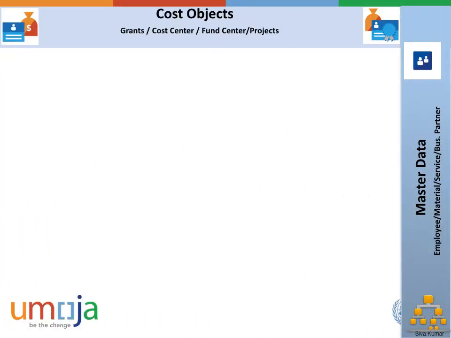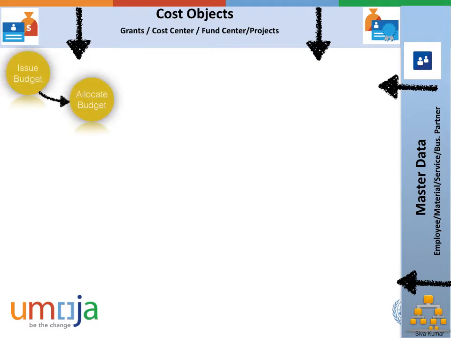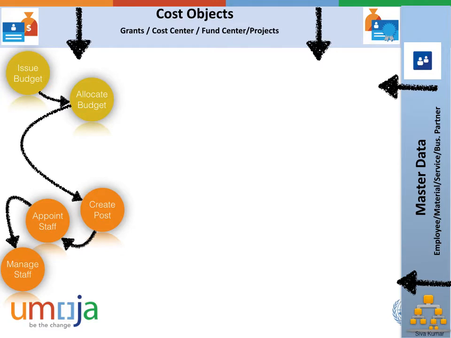When you talk about the processes in Umoja, if you put it on a two-dimensional matrix, on one side you have the cost objects, which are grant, cost center, fund center, or any WBS projects. On the right side, if it is master data, it all starts with the issuance of the budget and allocation of the budget, and it trickles down to the creation of the post, appointment of staff and managing the staff from the HR perspective.